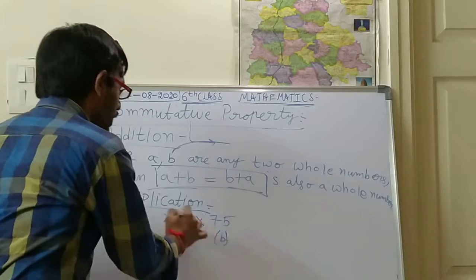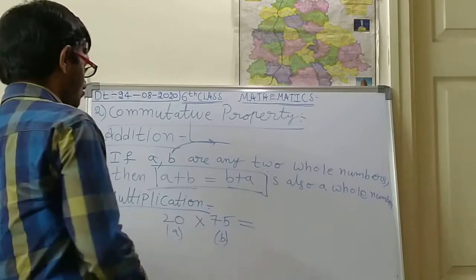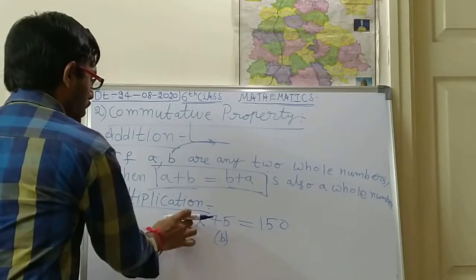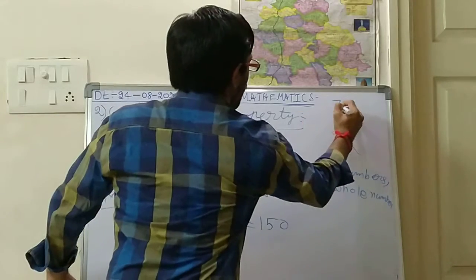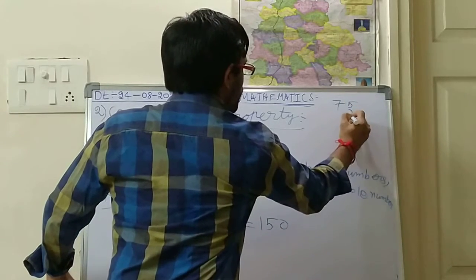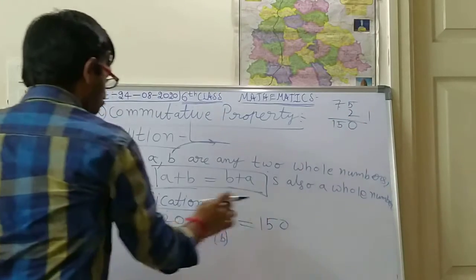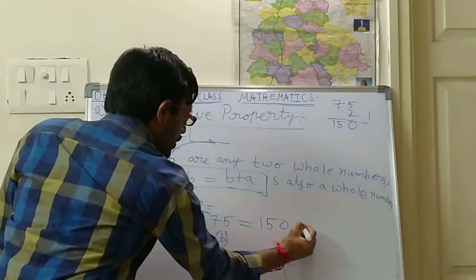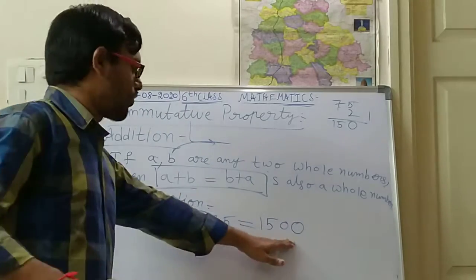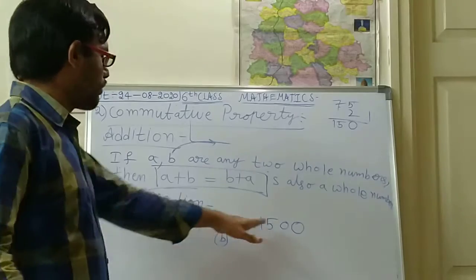Now A into B. What is A into B? You have to check. 75 into 20. You can check like this: the last digit is 0, so you can skip the 0. 75 into 2 is 150. There is one 0, so add that 0 at the end of the answer. So 1500. 20 into 75 is 1500. So A into B is 1500.